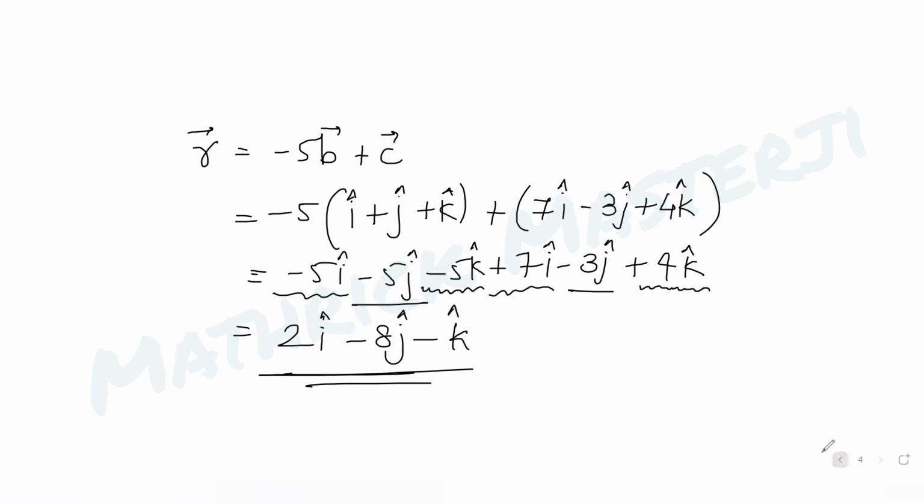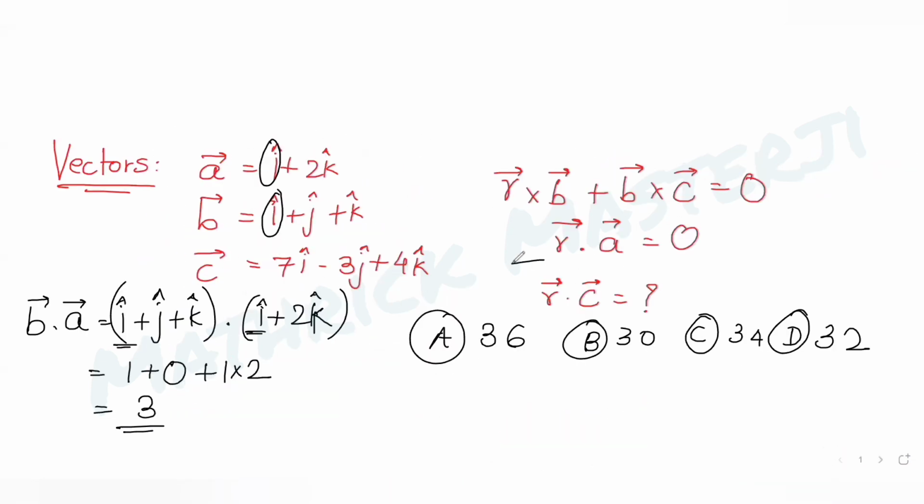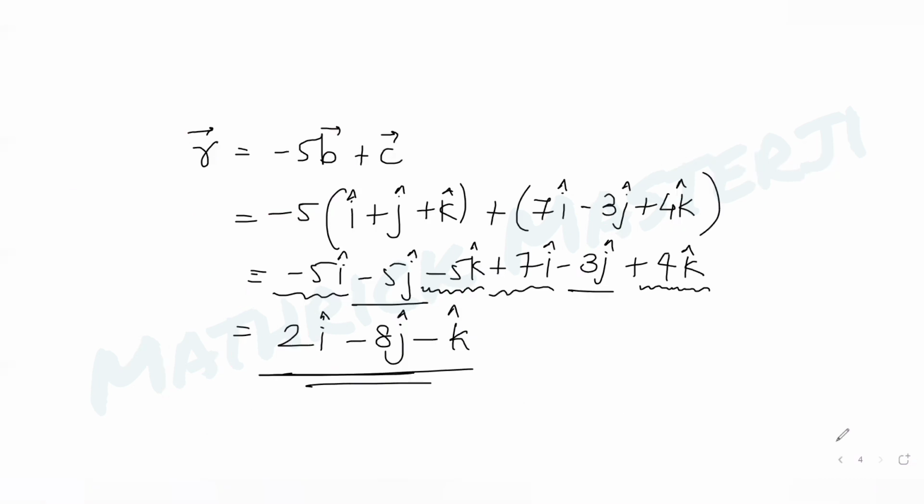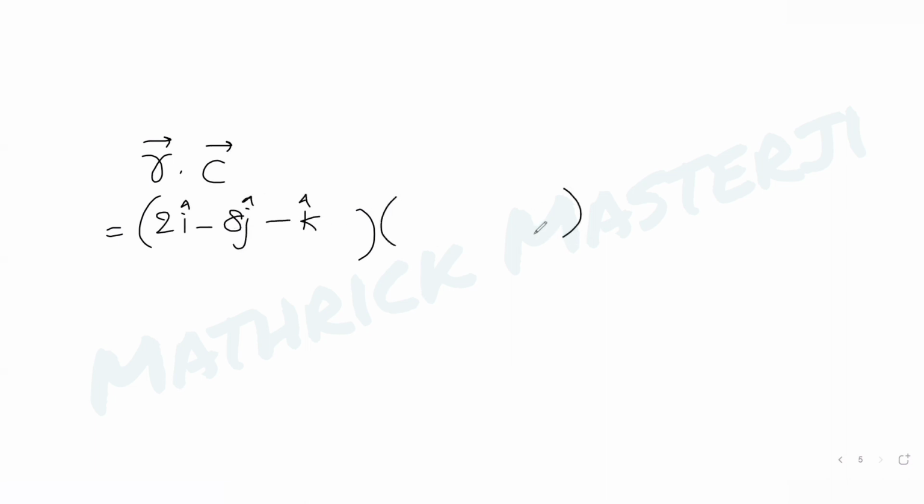And once you get that, let's see what they're asking for. They're asking for the dot product of r and c. So if I find the dot product of vector r and vector c, I already know vector r in the form that is 2i minus 8j minus k. And I also know the vector c here, which is 7i minus 3j plus 4k.